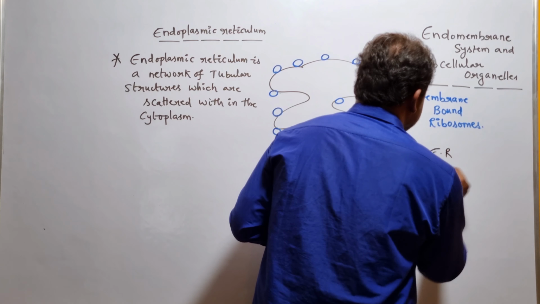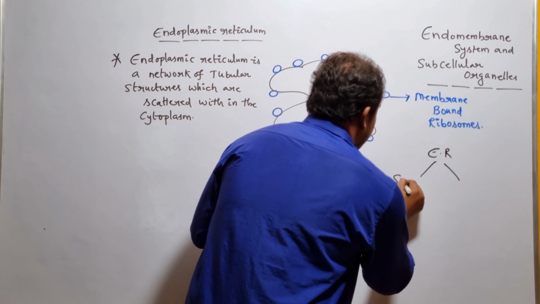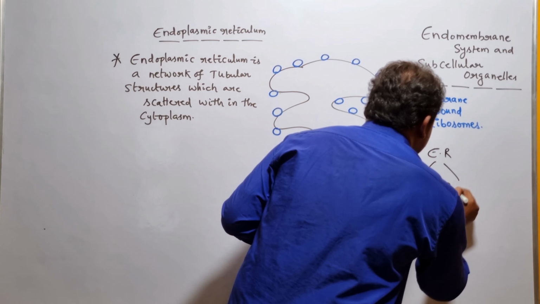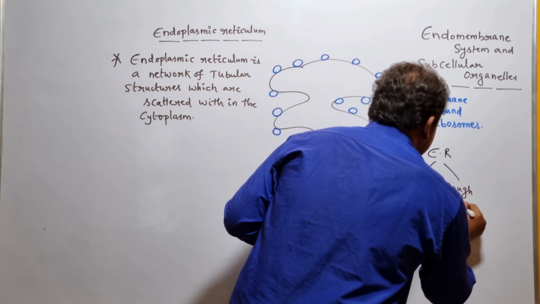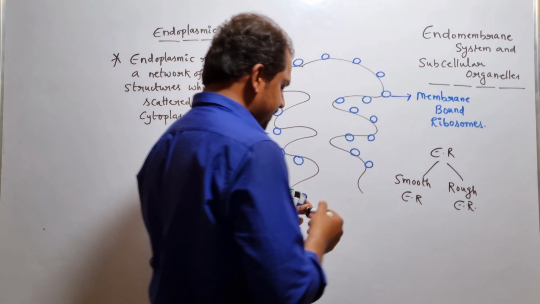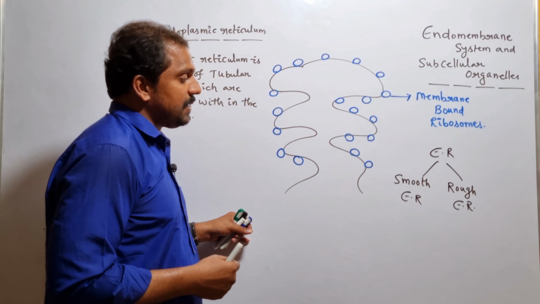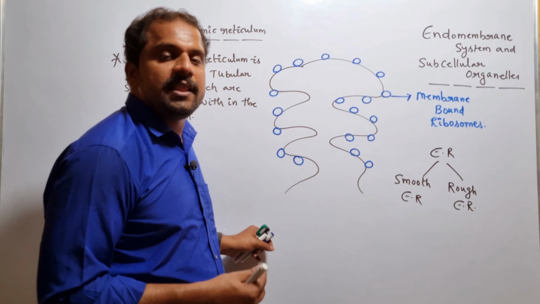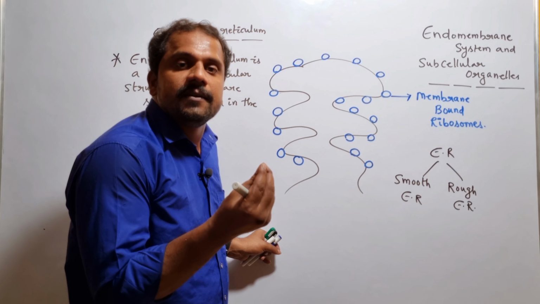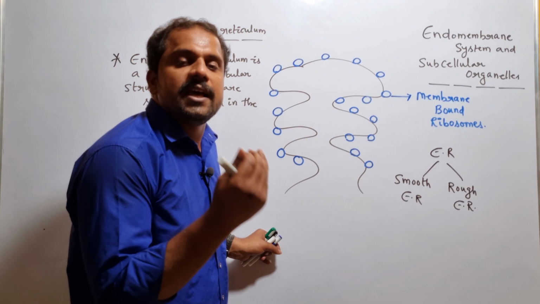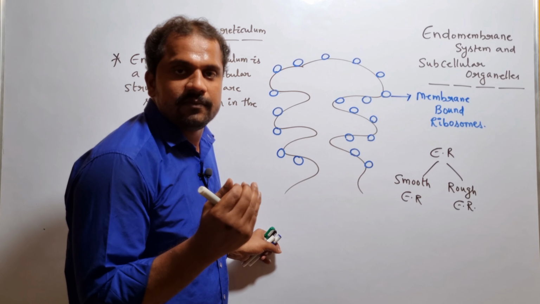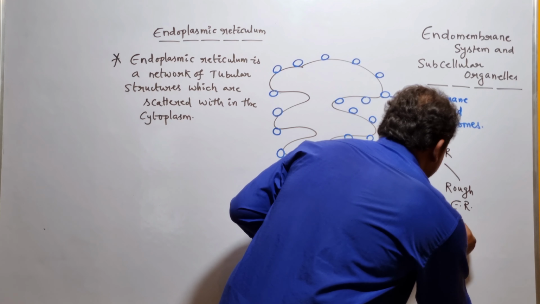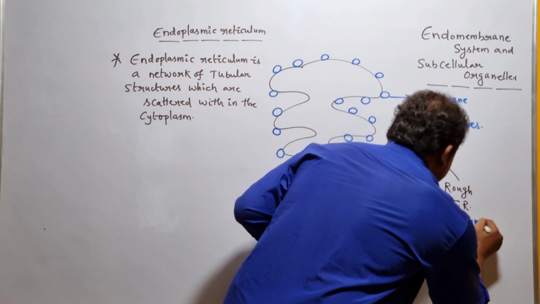Endoplasmic reticulum can be classified into two different types: smooth endoplasmic reticulum and rough endoplasmic reticulum. What is the function of smooth and rough endoplasmic reticulum? At first, considering the function of rough endoplasmic reticulum, the membrane-bound ribosomes present on its peripheral region are responsible for the biosynthesis of protein. Is it clear? Rough endoplasmic reticulum is involved in the biosynthesis of proteins.